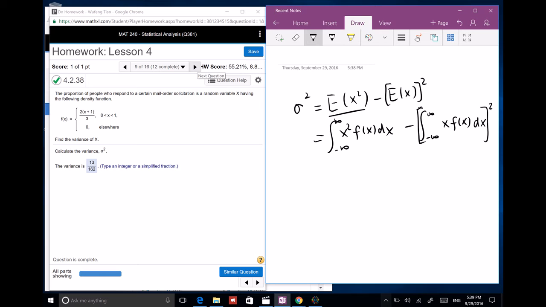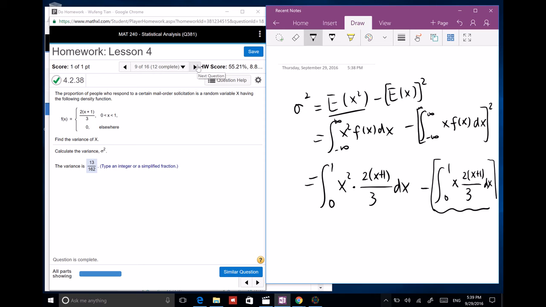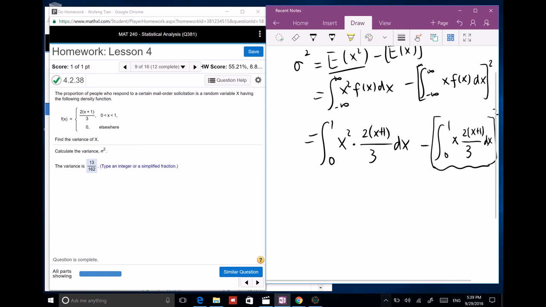So for the function of this one, it's just from 0 to 1: the integral from 0 to 1 of x squared times (2x plus 1)/3 dx, minus the integral from 0 to 1 of x times (2x plus 1)/3 dx. Find out this number first. It's going to be a value. Then square this one. It's a number. You can use a calculator to find this integral, this antiderivative. Let me see what the answer is for each one.